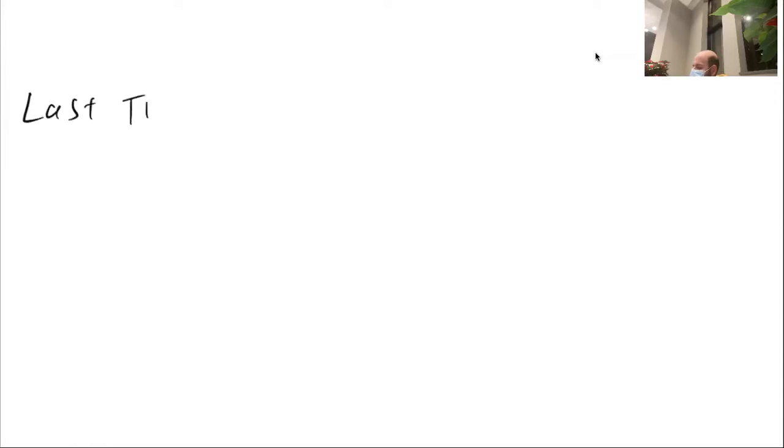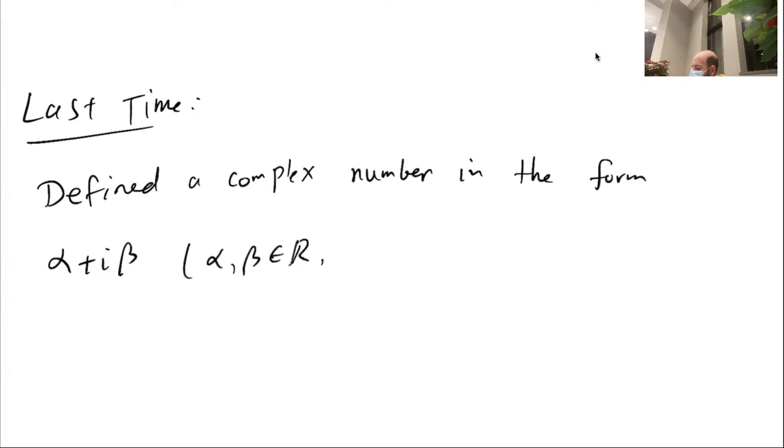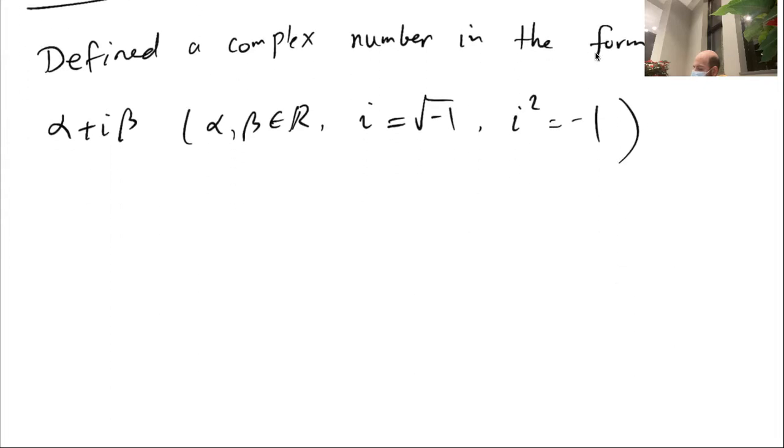So last time we defined a complex number in the form alpha plus i beta, where alpha and beta are real numbers, and i is the square root of minus 1, with i squared equals minus 1. And we saw some properties.